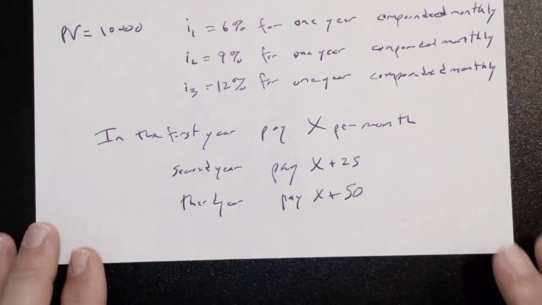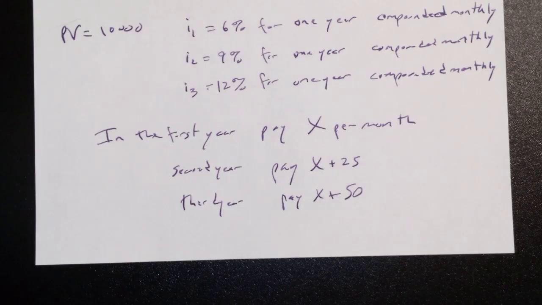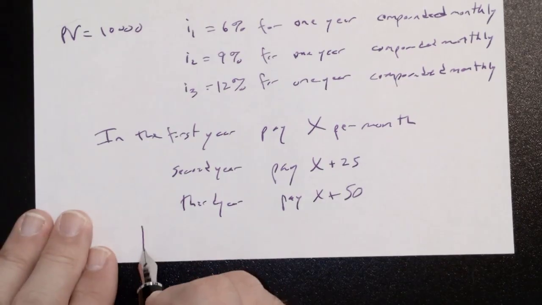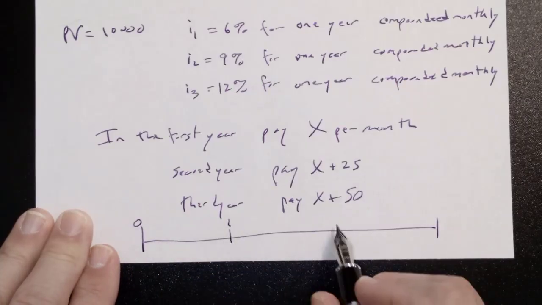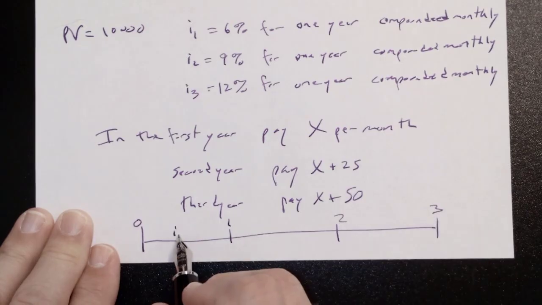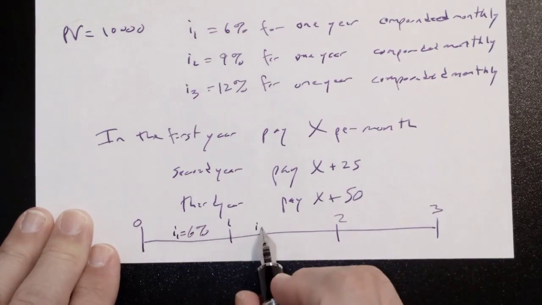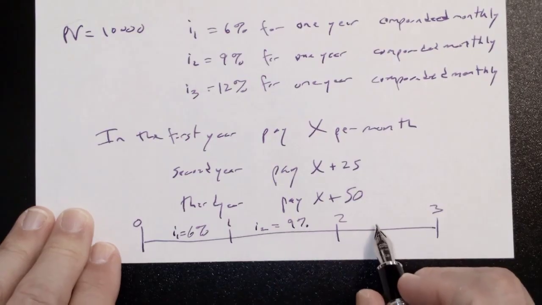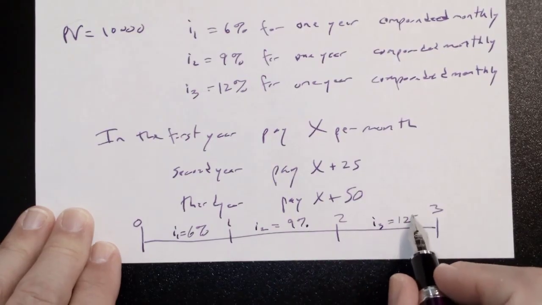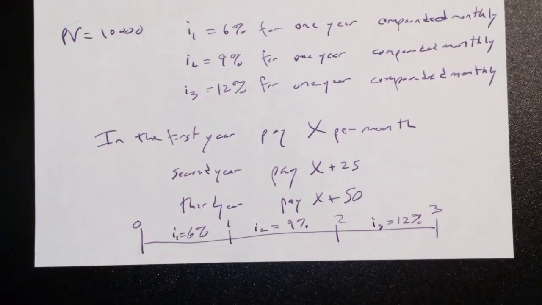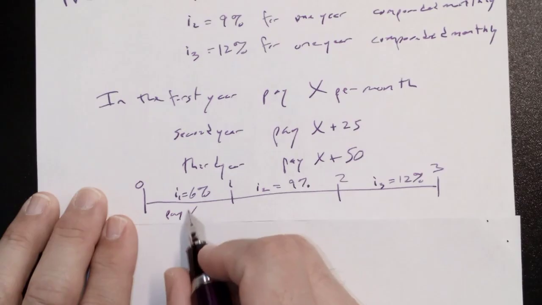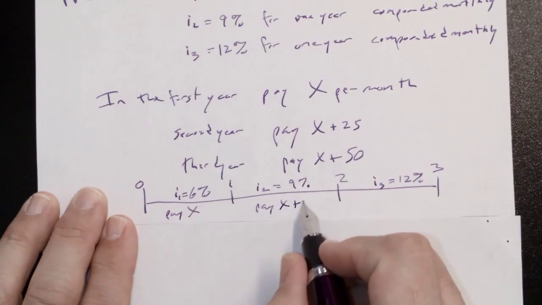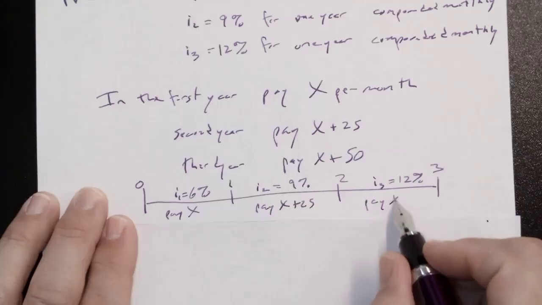But let's work out my payment schedule. Let me think about what I can do. Here's time 0, 1, 2, and 3. Here, my interest rate is 6%. Here, it's 9%. Here, it's 12%. I'm paying monthly, so we'll divide all of those by 12 when we do the actual calculations. Here, my payment is X. Here, my payment is X plus 25. And here, my payment is X plus 50.